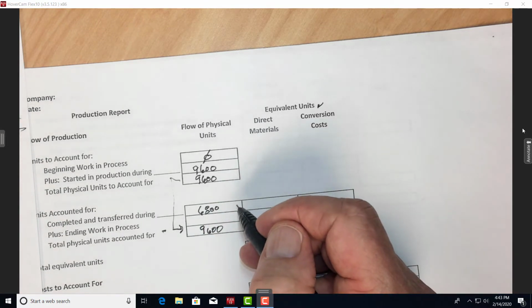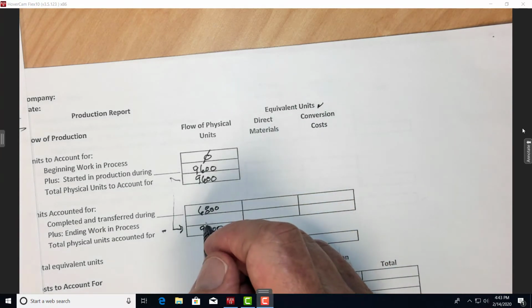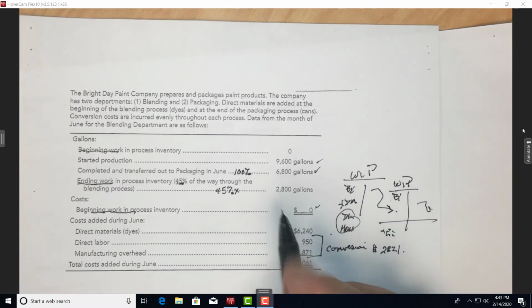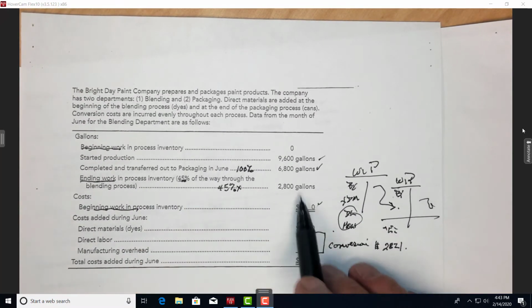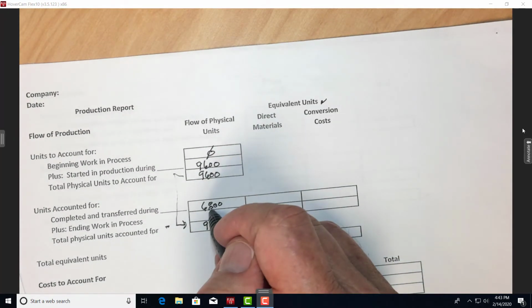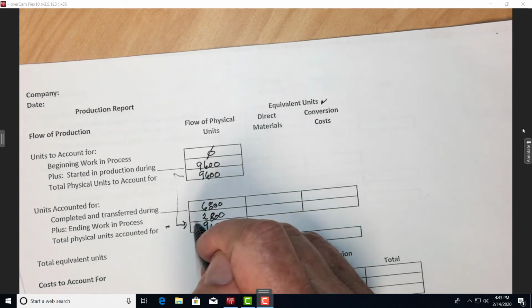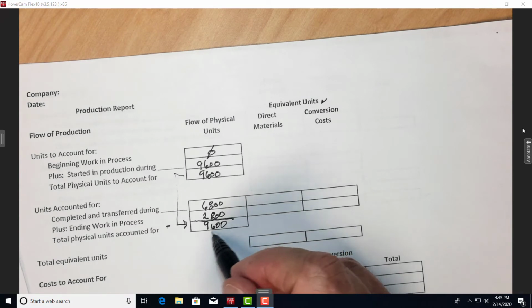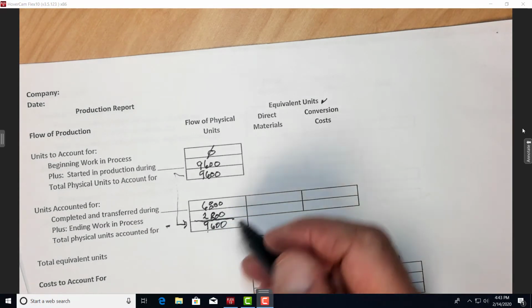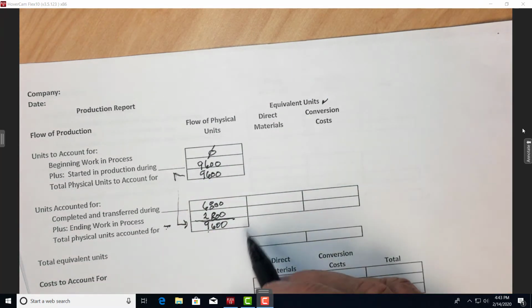So this is going to be 9,600 here, right? It tells us right here that the ending work in process is 2,800 gallons. So this is 2,800 gallons here, and sure enough, you add those up and it's 9,600. So notice again that this is equal to this, right?